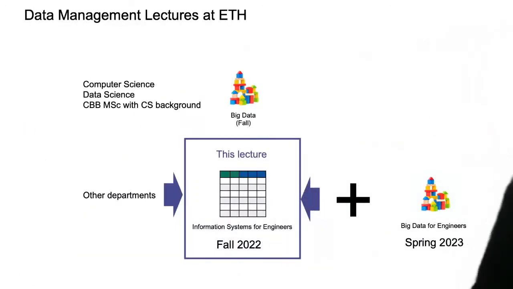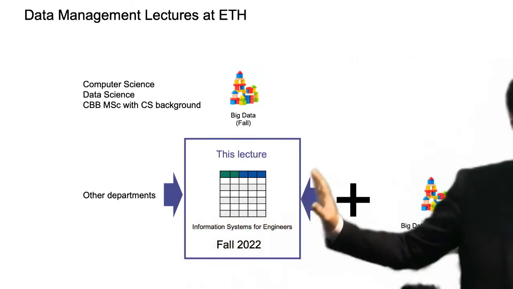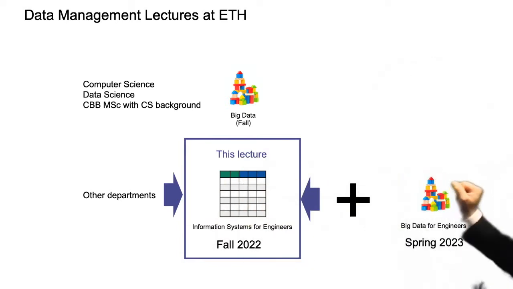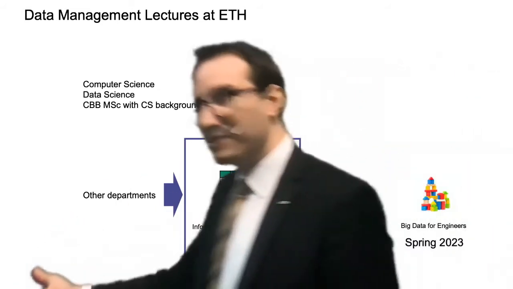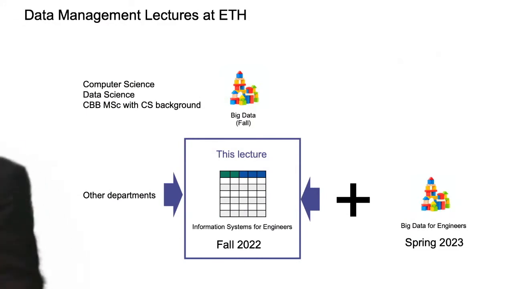All right. So these are the lectures that I have. I have Information Systems for Engineers, which we have this fall. So this is where we are right now. There is a continuation of that lecture, Big Data for Engineers, in the next spring, which explores the more recent developments. However, you can take it in any order. Some of you might have taken Big Data for Engineers. Did anybody here already take Big Data for Engineers? Some of you, right? And that's totally fine. You can take it in any order, right?